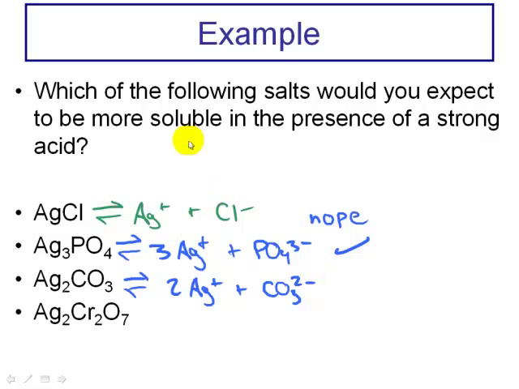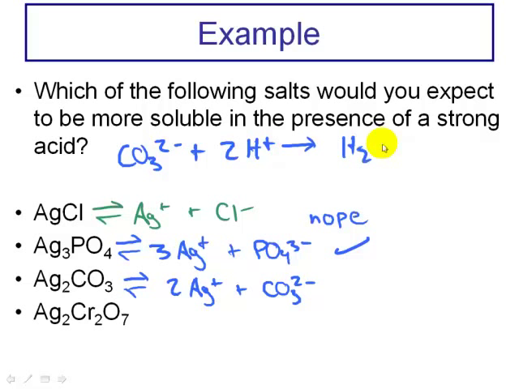It will, right? And in fact, you guys should know this from last semester. If I react carbonate with an acid, what does it make? H2CO3, carbonic acid, which breaks down to form water and carbon dioxide, right? And so this will react.